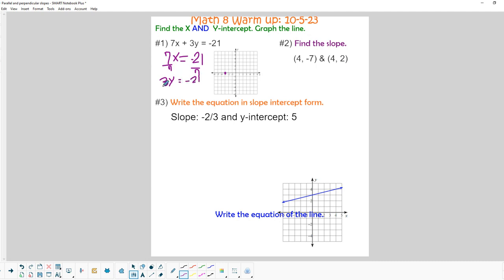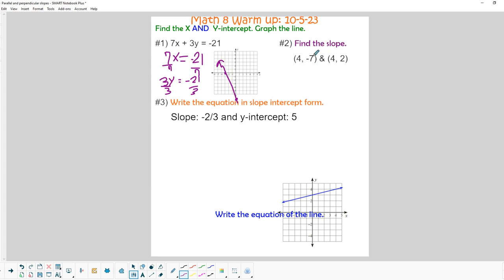And in that case, I'm going to divide by 3. And -21 divided by 3 would be -7. So my y-intercept is going to be -7, which would be kind of down here, almost off the map. And then I just sketch a line through those points with an arrow on each end, and it'd be done.